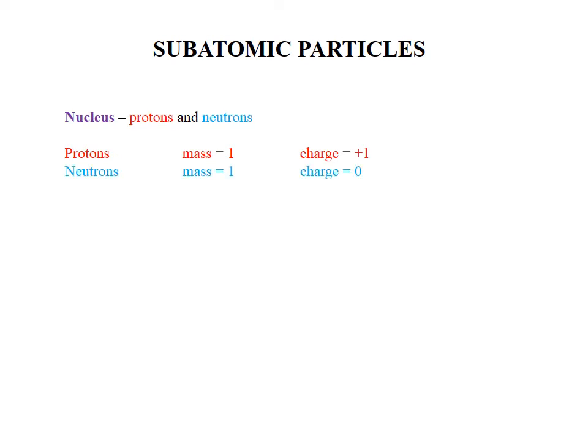Now, of course, we've gone even further than that, and we believe in the presence of subatomic particles which go to make up both the nucleus and the electron cloud. The nucleus, we say, is made up of protons and neutrons. Protons have a mass of 1, a charge of +1. Neutrons have a mass of 1 and a charge of 0.